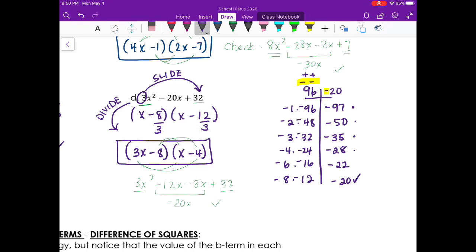There are other methods to do this. Your teacher might have taught you using a grouping method or a box method. Also, some teachers show this instead of using a chart, they use a big X and put the 96 up here and the negative 20 down here. It's the same concept. And so if that looks more familiar to you and you prefer to use that method, you can. I just like the list because it leaves no options unexplored.